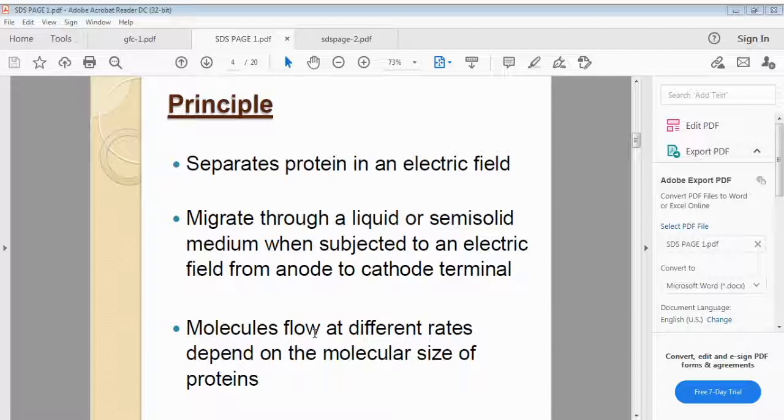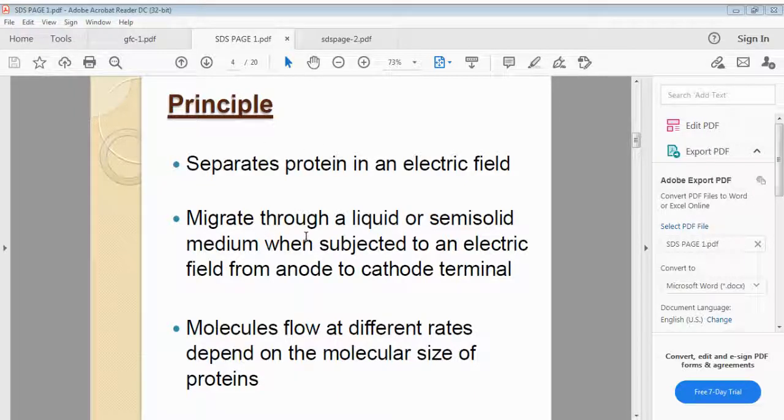Okay, so those molecules which are having higher number of charges migrate faster than the molecules which are having lower number of charges. The other molecules in between will have a migration rate between the fastest and the slowest molecule. Okay, so this is separation of proteins in an electric field based upon the charge they possess. This is the principle behind SDS PAGE.